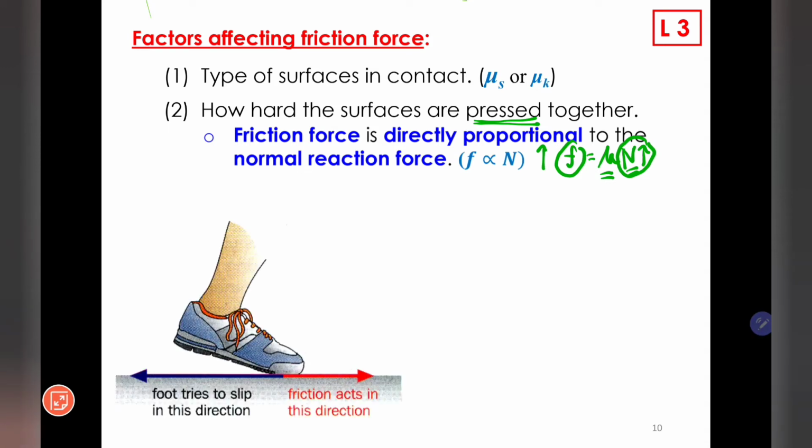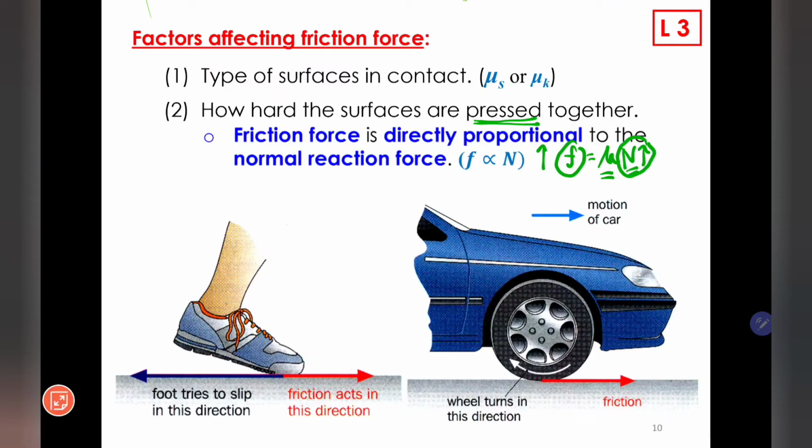Okay, so this is the example. According to the first example, the foot tries to slip in this direction, which is directed to the left. So the friction produced by these two contacting surfaces acts in this direction, which is directed to the right, because as we know, friction always acts against the motion. Still the same for the tire of any car.